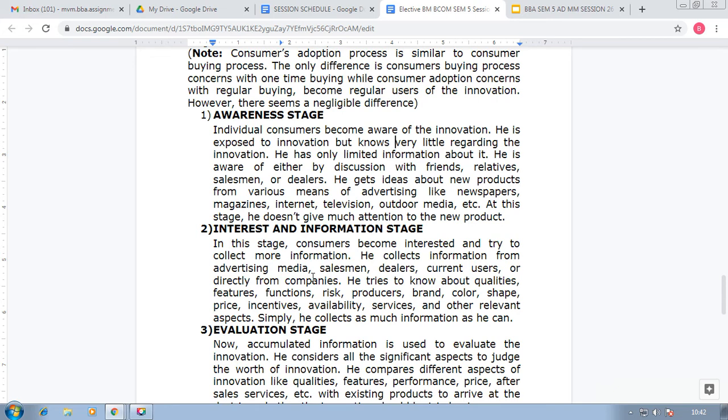Once he is interested in new technology, or hearing and becoming aware about the new products, he collects information from different media, advertising media, salesmen, dealers, users. He tries to know about the quality, feature, function, risk related to the products, brand, color, shape, price, everything related to products. He'll get information. He'll collect as much information as he can. Fine. After gathering information, consumers start evaluating it.